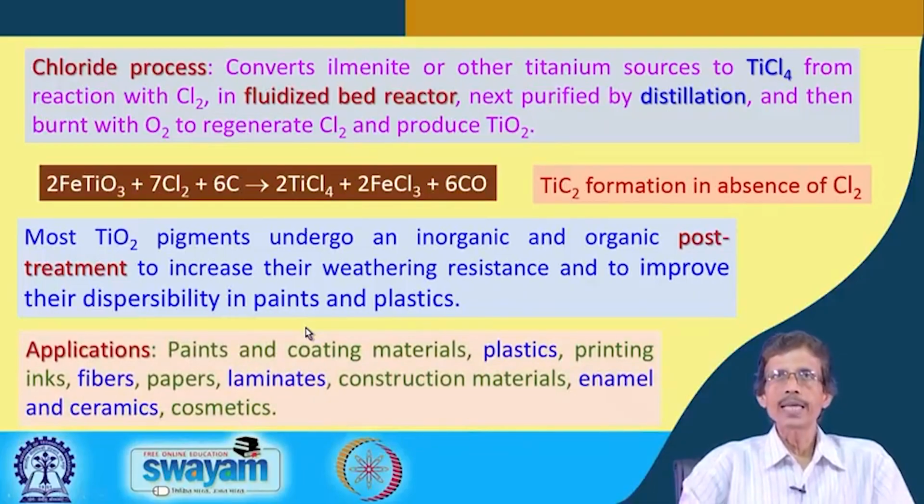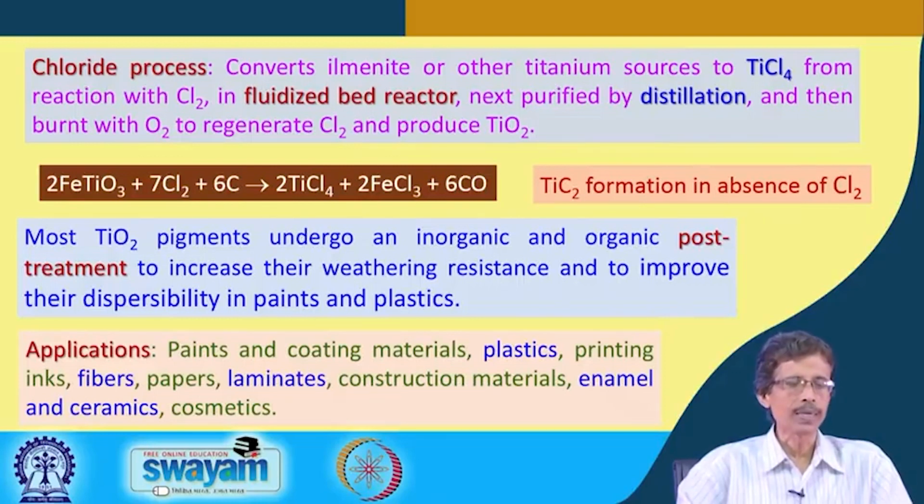So, the different areas where we can use it now are paints and coating material. That particular titanium dioxide, the white compound, can be useful for coating material. You can use it in plastics, in printing material like printing inks, then fibers, papers that we have already seen, then laminates also, the lamination board, which are white in color. We can very easily use that titanium dioxide.